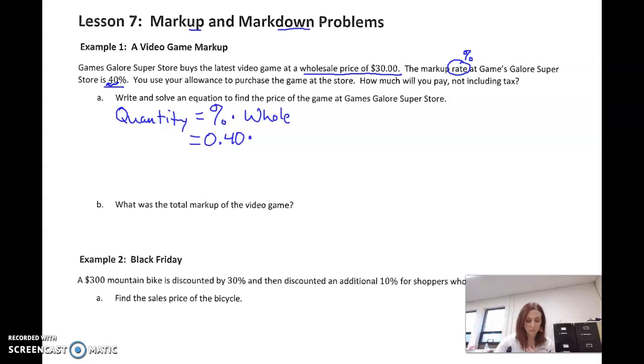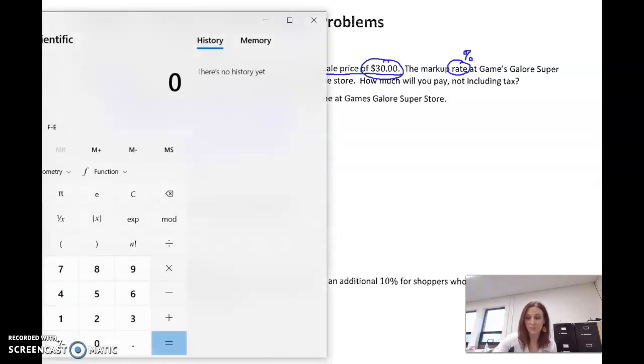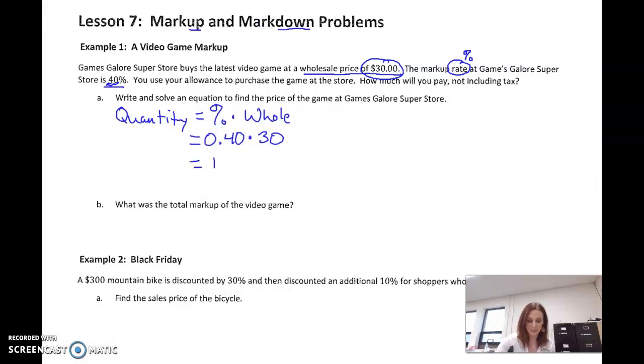Now, we need to figure out the quantity. There are a couple different ways we can do this. Since I'm thinking of it in terms of 40%, my wholesale price, that's going to be my whole here, is 30. So if I were to type this into a calculator, I would get 12. Does that mean we pay $12?